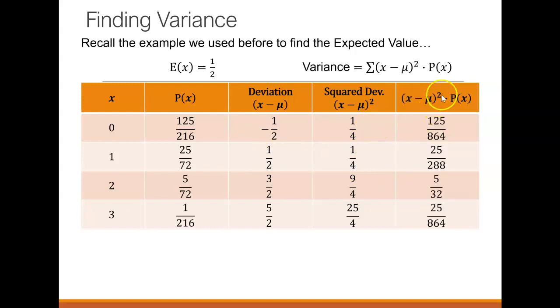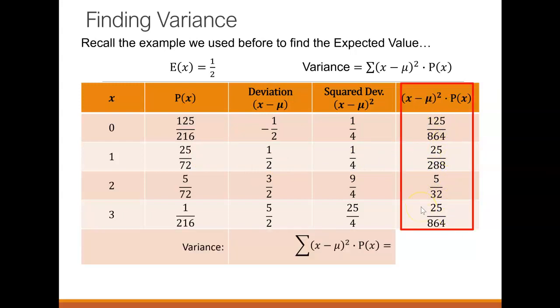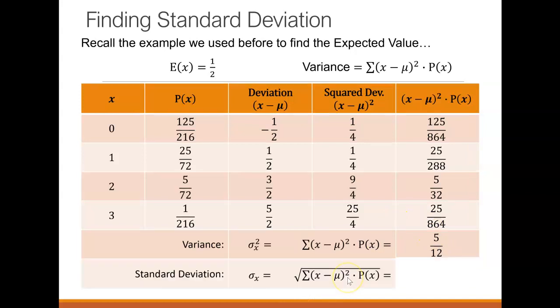And then times the probability, so 1/4 times 125 over 126 is 125 over 864. And then 1/4 times 25 over 72, and so on. And then we're going to add these all up. When we do that, we get 5/12. So that's our variance. And our standard deviation then would be the square root of that, which is about 0.645. So again, we just took the square root of 5/12.